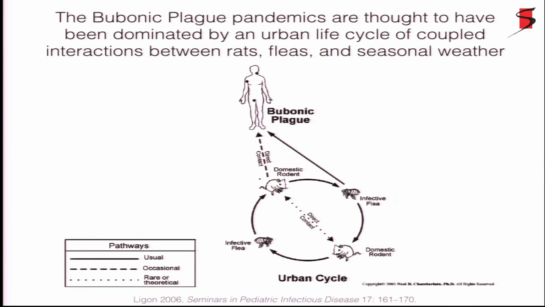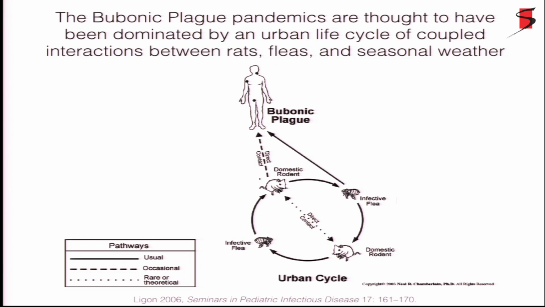I'm just going to talk about one portion of the plague life cycle, which is the portion that's most important for the India Plague Commission results that I'm going to examine. So the bubonic plague pandemics are thought to have been dominated by this urban cycle of coupled interactions between rats, fleas, and seasonal weather. So the idea, and I'll give you lots of data on this in just a moment that was gathered by the India Plague Commission, is that you have fleas that are infective, carrying the Yersinia pestis bacterium. It infects rodents. Those infective fleas eventually give the rodent plague. The rodent dies. The infective fleas that are several generations removed from the original fleas then forage for a new host, find it, and spread the disease in this way.